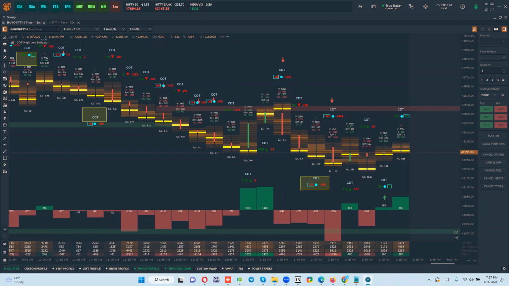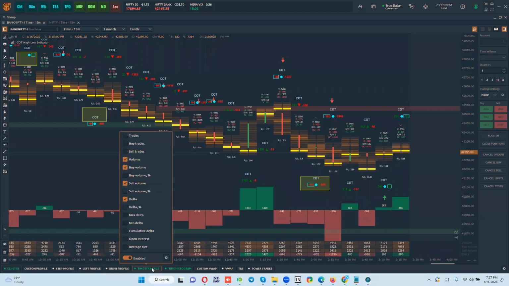Can you show the bar details, how it is embedded? It is here. You click on the time statistics and you will be able to see the information. You can add all this information into the bar if you want to, and the names of those data points are visible on the right side.